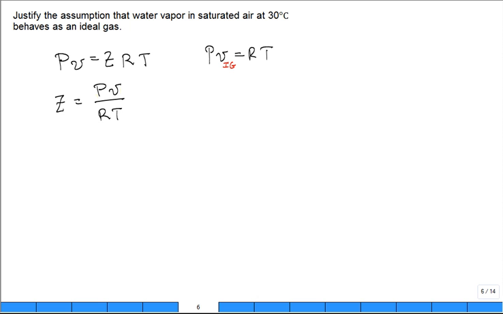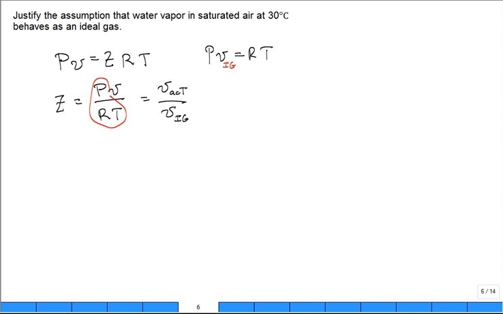So I could take this group of terms and replace it by the actual specific volume divided by the ideal gas predicted specific volume. Sometimes the compressibility factor is described as a ratio of specific volumes. Make sense?